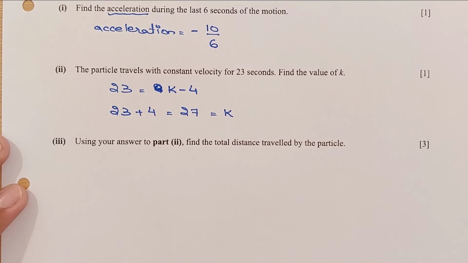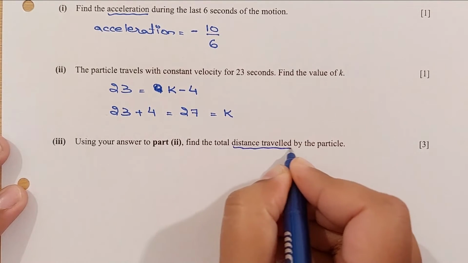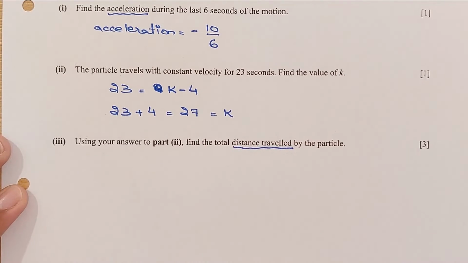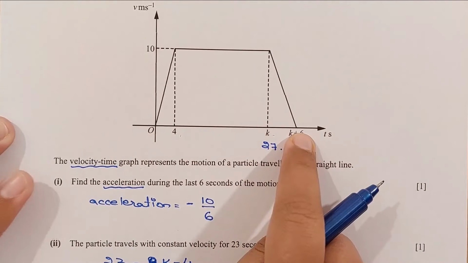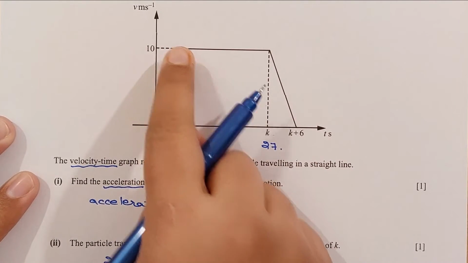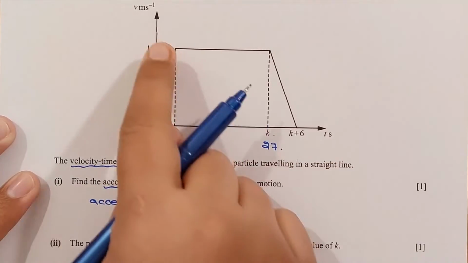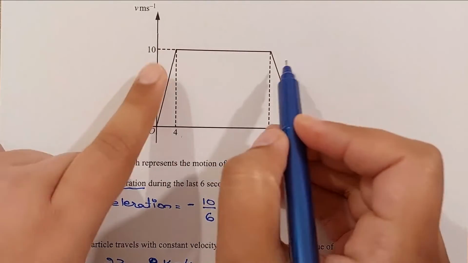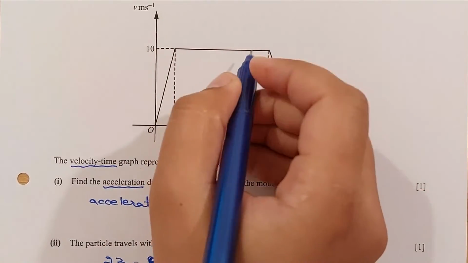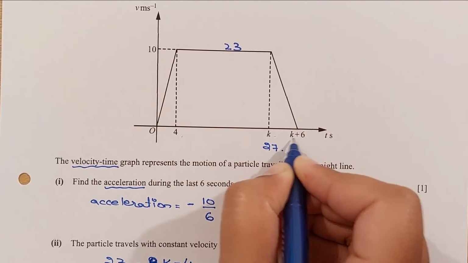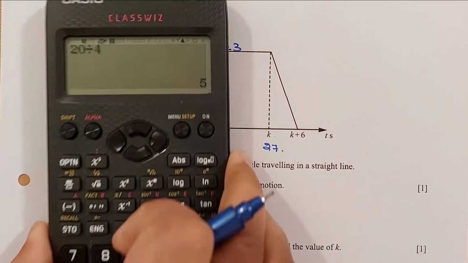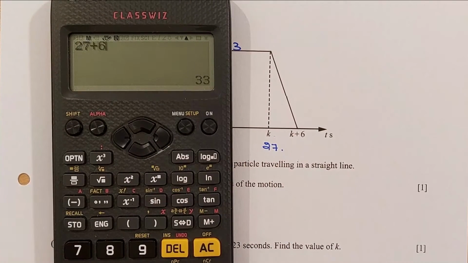Now for the third part, using your answer to part 2, find the total distance traveled by the particle. So the distance traveled by the particle in a velocity time graph is the area under the curve, right? So this curve is a trapezium, right? So the height we have is 10, and the two parallel sides: this side is 23. We have been given that this is 23, right? And this is 27 plus 6. This is 33.